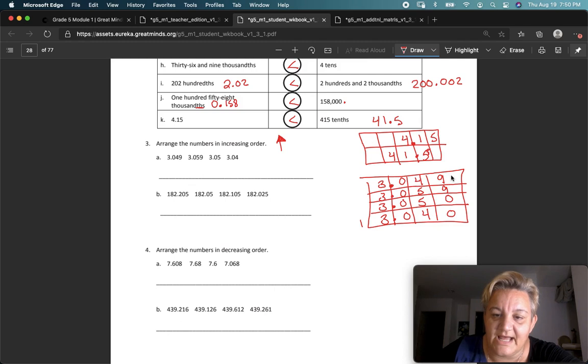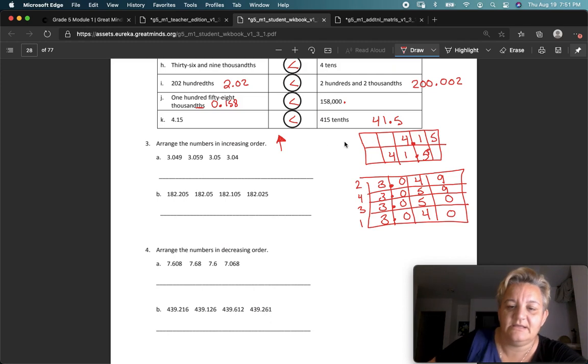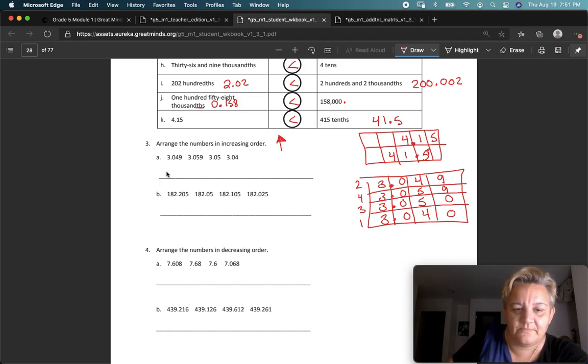Then, well, 49, because 4 is still smaller than 5, is the second one. Then from 49 we go to 50, and then 50 to 59. Okay, so let's put them in that order.